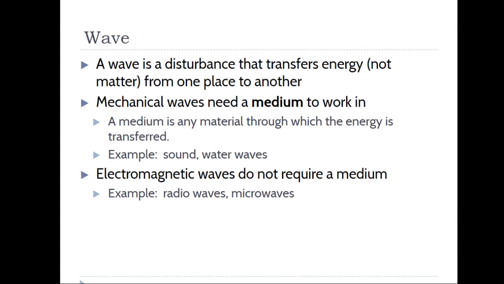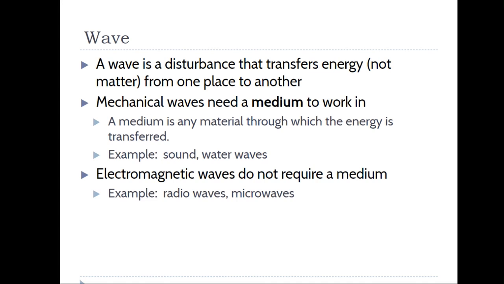A wave is basically a disturbance that transfers energy. And the key point here is that it's not actually transferring the matter. We're going to be looking at some examples as to what that actually looks like and why it's actually transferring energy and not matter from one place into another. Now, there's two main different types of waves that we look at.